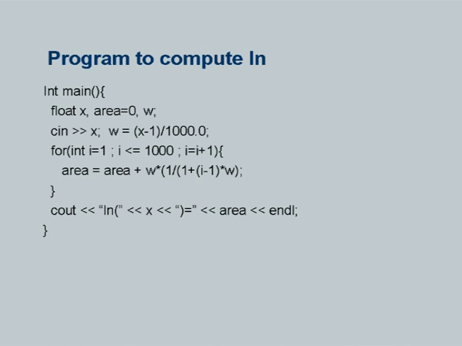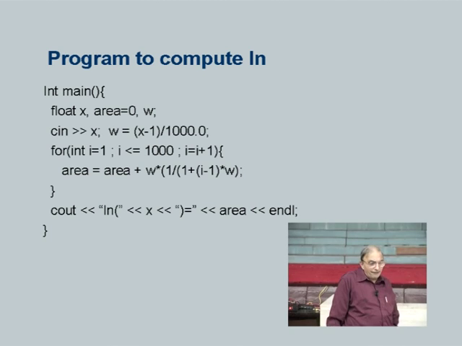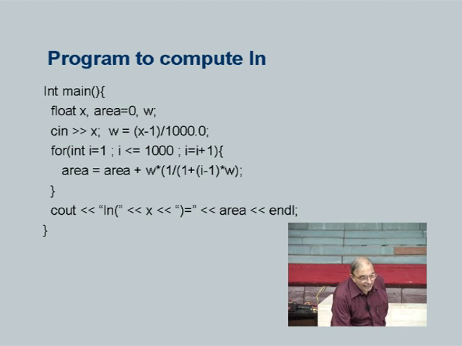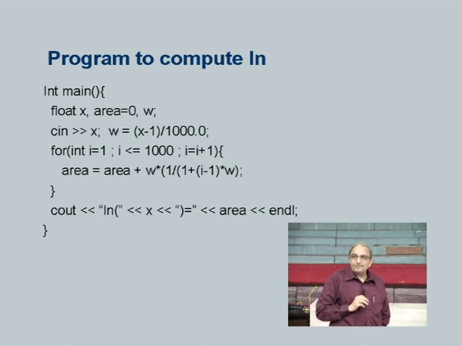I am saying float x, area equal to 0, and W. I am declaring all of these as floating point numbers. I get in X. X is the value whose logarithm I wish to calculate. I calculate W as (X minus 1) divided by 1,000. What is 1,000? I am assuming there are 1,000 rectangles. This is my precision, or this is my factor.